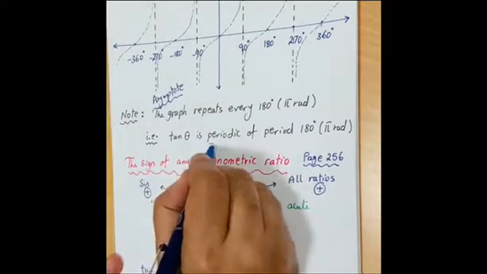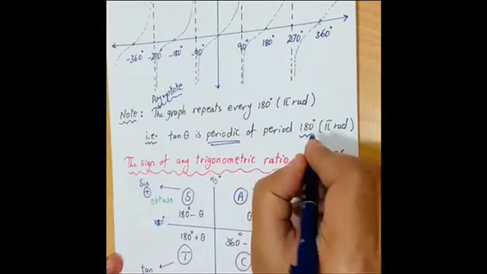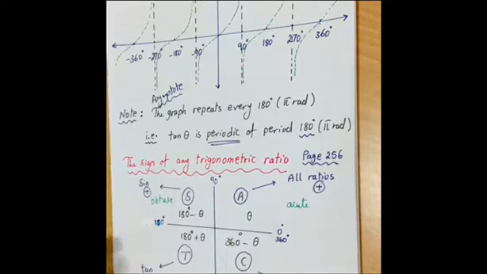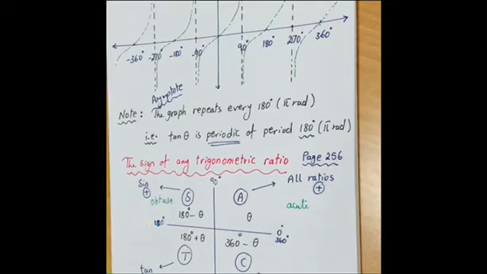The period of tan theta is 180 degrees. So for sine and cosine, the period of both of them is 360 or 2 pi radian. But for tan, the period is 180 or pi in radian. This is the graph of tan theta.